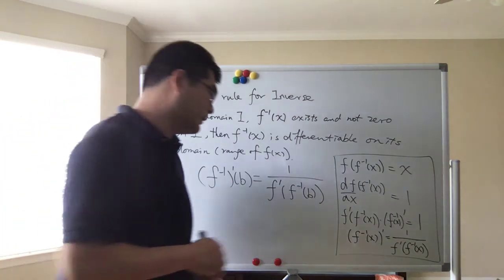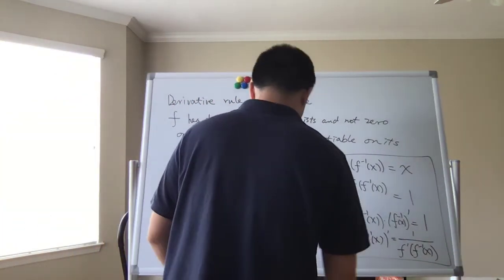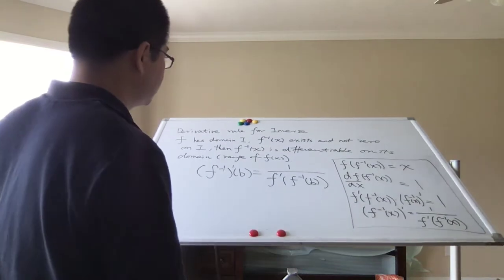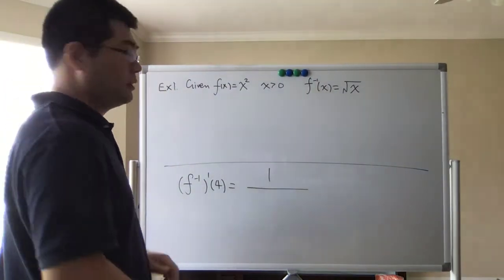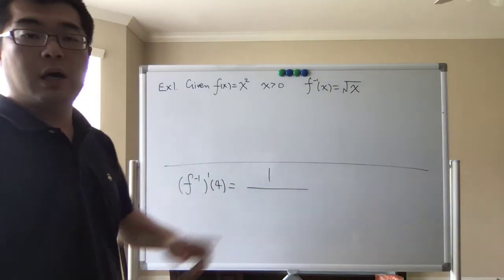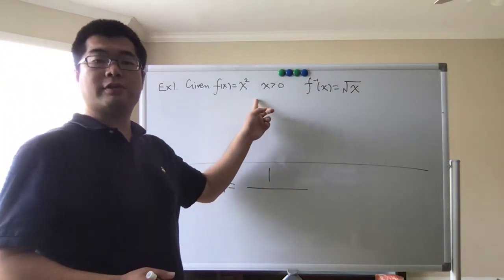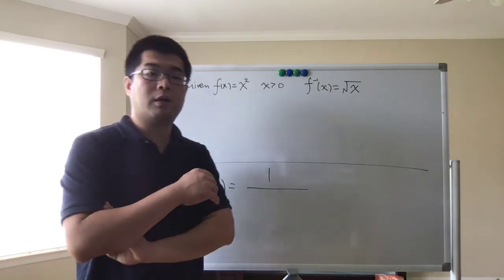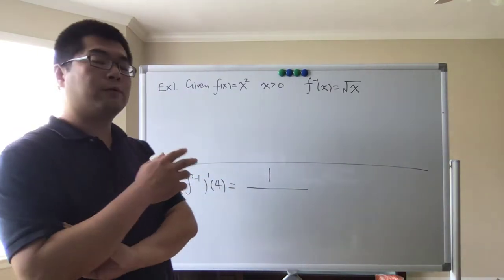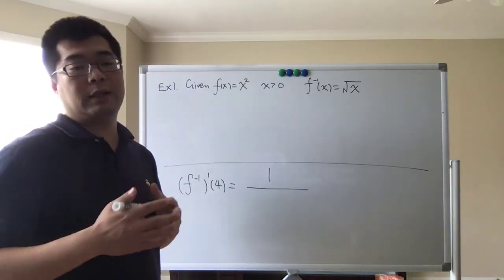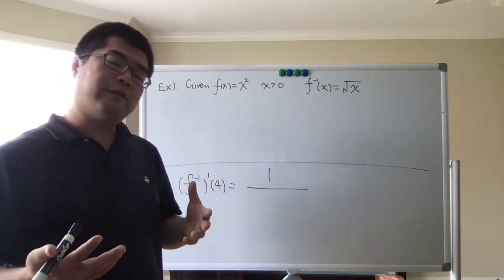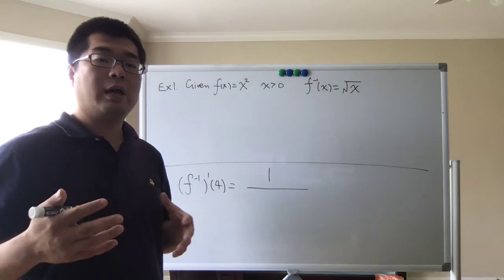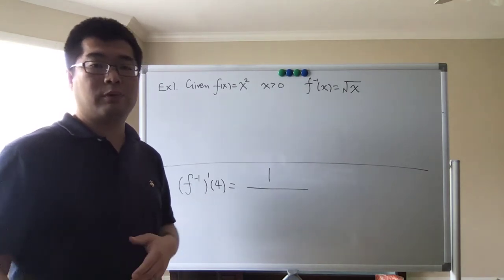So now let's talk about one example to verify this derivative rule, okay? So let's look at this. You see that f(x) equals x squared. In the first part, we talked about, well, if we do not have any restrictions, meaning if the domain is all real numbers, then f(x) equals x squared does not have an inverse because it's not one-to-one.